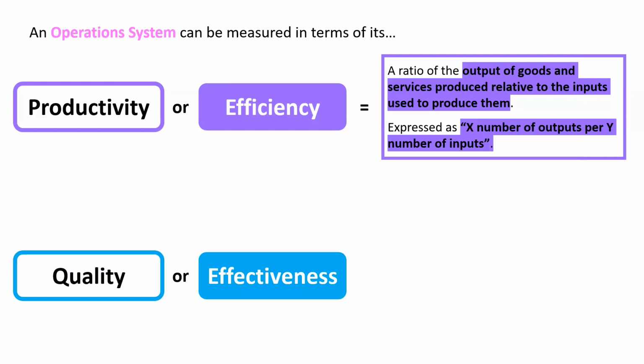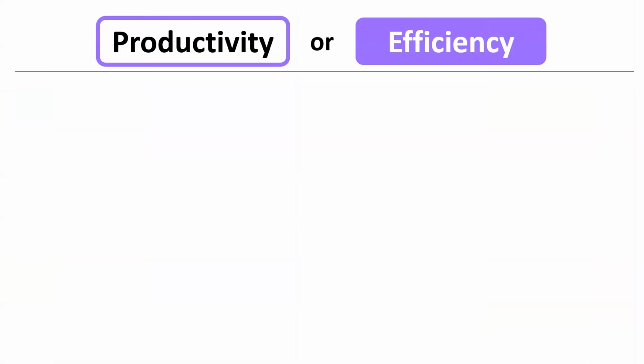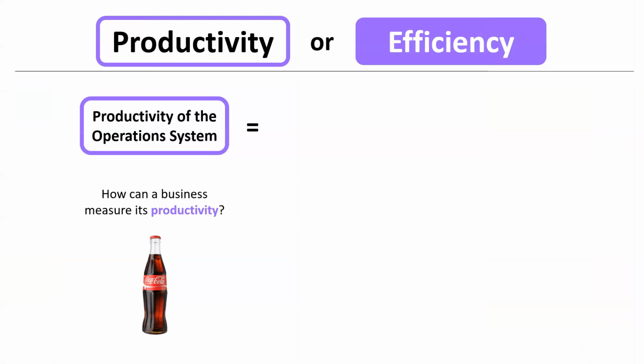You can also measure an operation system by its quality or effectiveness, and what that means is the degree of excellence in a good or service and its ability to satisfy the customer. So let's just take a look at the productivity of the operation system. How could Coca-Cola measure its productivity?